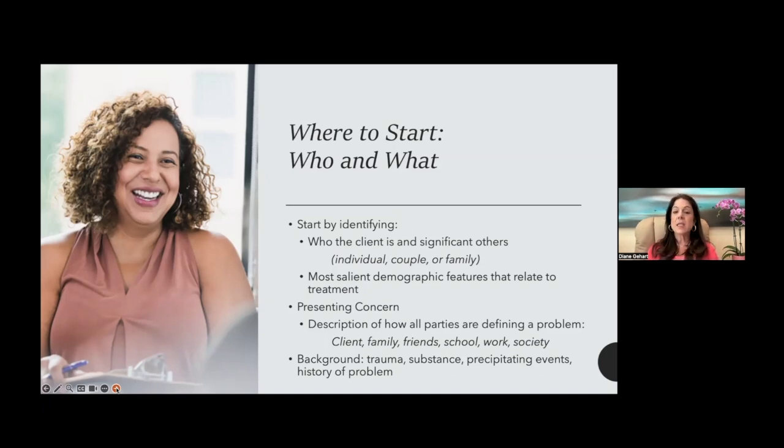And then obviously making sure that you always assess for basic background information, like history of trauma, substance use, any immediately precipitating events, and just the general history of the problem or other significant issues in the client's life, just to get the big picture. Get a sense of who your client is, what this problem is, how long it's been happening. So these are just like mapping the territory.